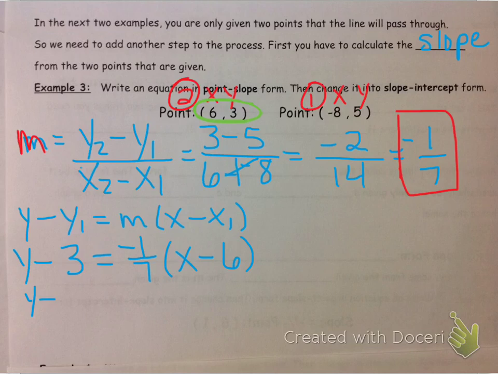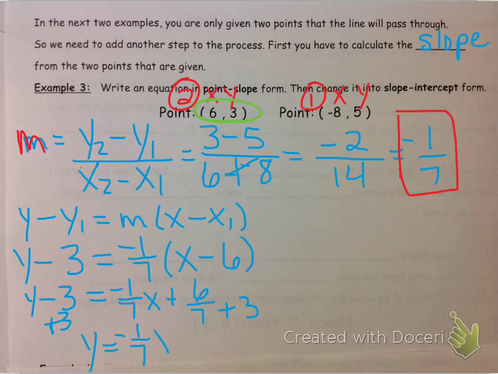Okay, let's go ahead and distribute our slope. So negative 1 times negative 6 is positive 6, divided by 7. And then we're going to add 3 to both sides. So my final answer is y equals negative 1/7 x plus 3 6/7. Go ahead and do example number 4 on your own.